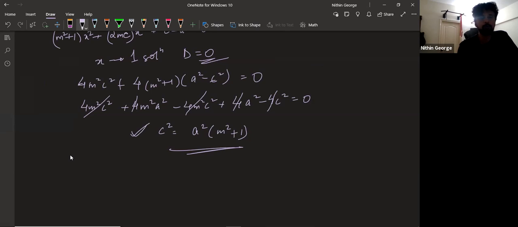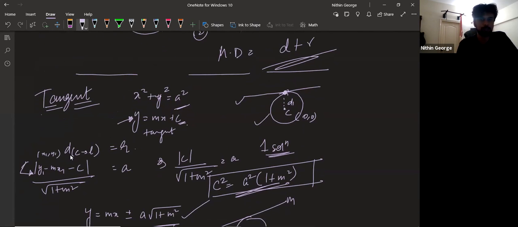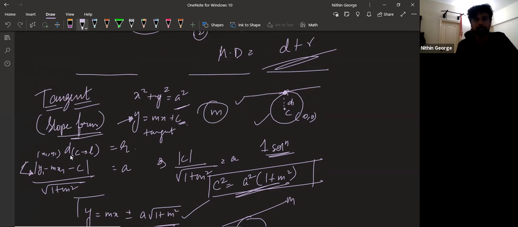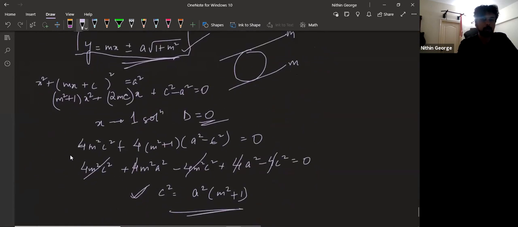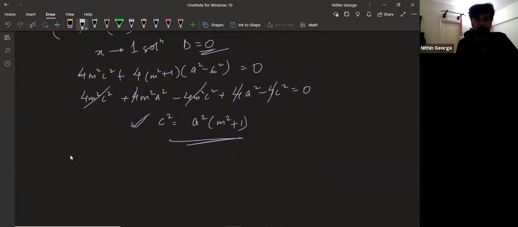Now, this is the slope form of the tangent. Basically, you're looking for a tangent with a particular slope m. This will be the form: y equal to mx plus or minus a root 1 plus m square. Okay, so guys, please remember this: y equal to mx plus or minus a root 1 plus m square.